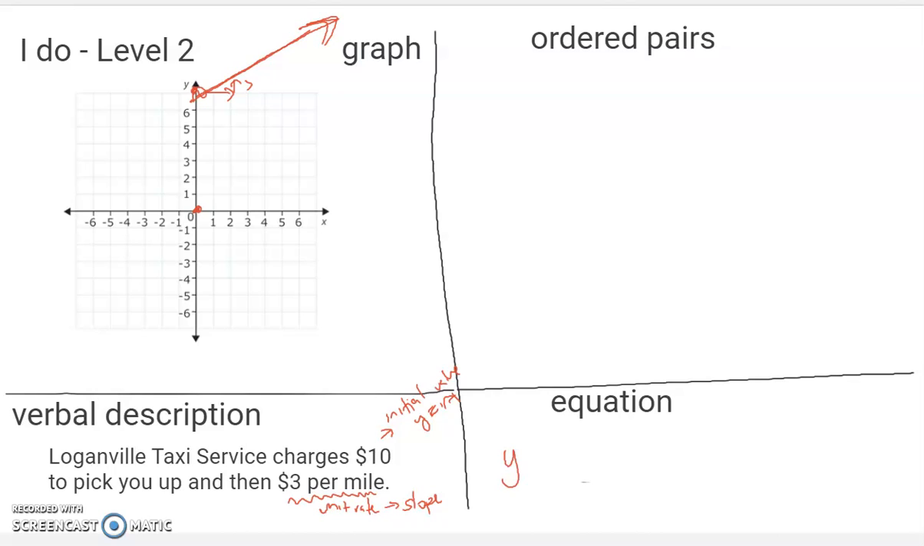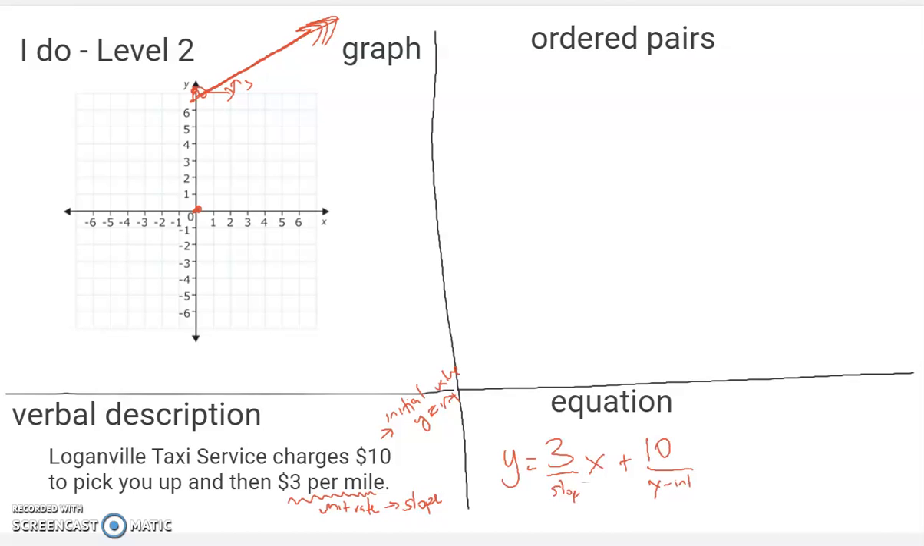So let me just plop it in. Y equals slope times x plus y-intercept. There's my slope, 3. Should be positive. This is an increasing situation. The price goes up, increasing. And $10 to pick you up.